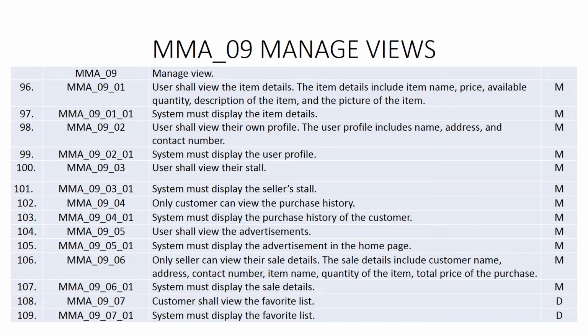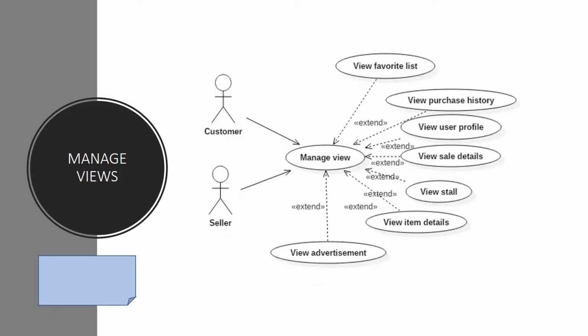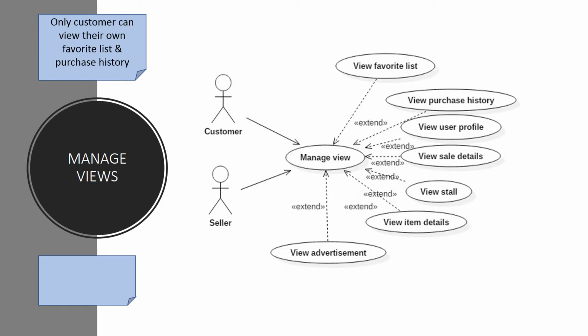The next requirements for MMA is manage view. This is the use case for manage view. Both user, which is customer and sellers, can view the user profiles, view the store, view the items listed, and view the advertisements. But only the customers can view their own favorite list and the purchase history. Besides that, only sellers can view the sales listed.